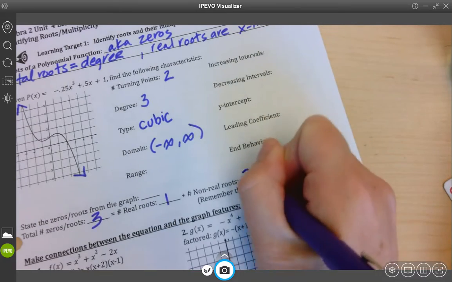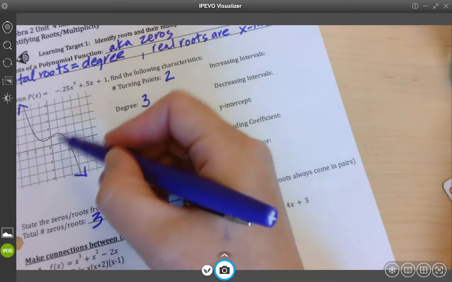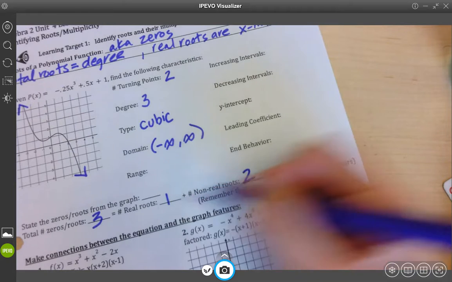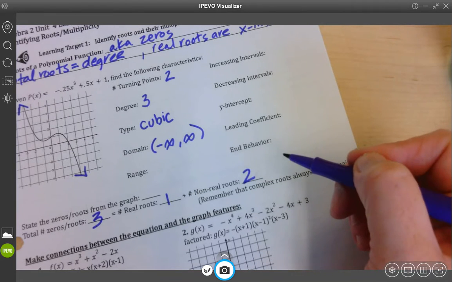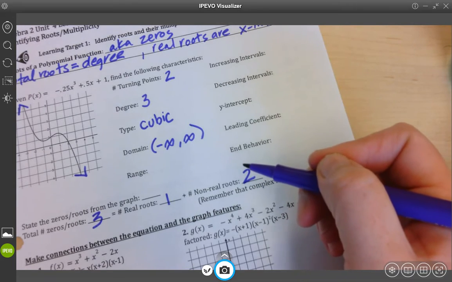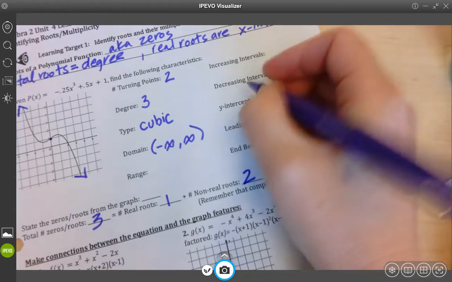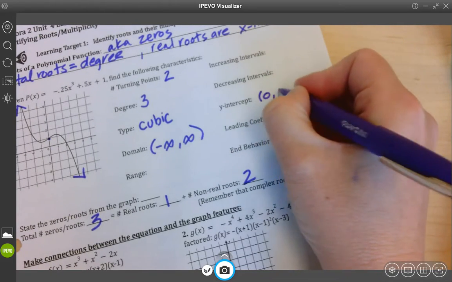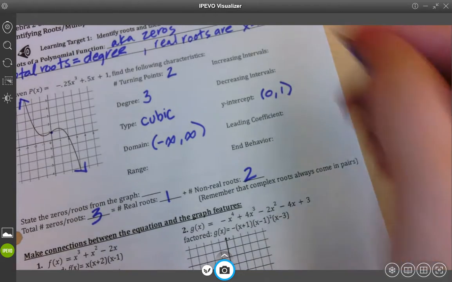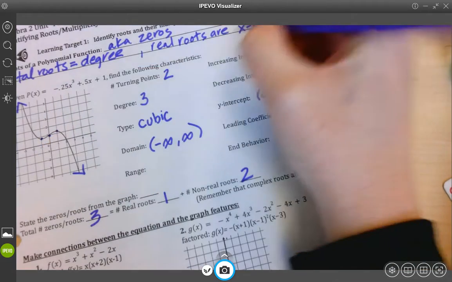Okay, let's go through that. So total roots equal the degree. Real roots, you can see it on the x-axis, just one of them. So that means if there are 3 total and only 1 is real, then there are 2 that are not real. Very good. Right here. Good. So the y-intercept is the point 0, 1. So it's increasing from -1 to +1. Good.